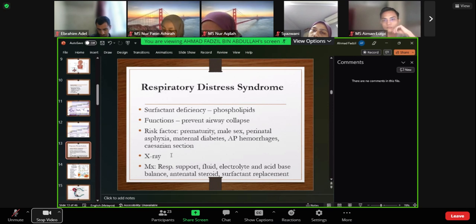Diagnosis is by history. The management is mainly respiratory support. You give the support until the lung is properly matured, and then surfactant replacement if needed. The other part is fluid, electrolyte, and acid-base balance.